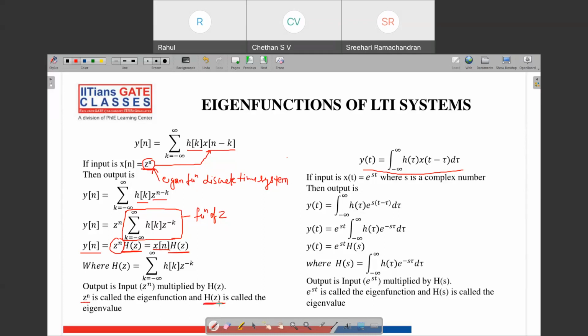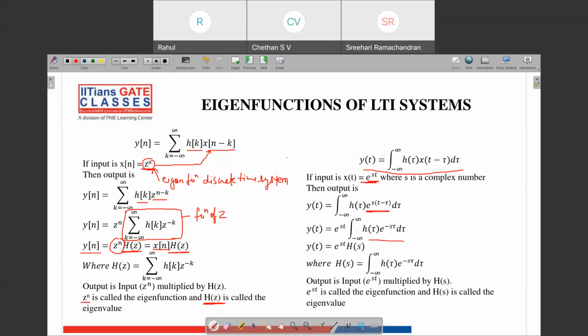Similarly, for the continuous time system, let's say you have the input e to the power st, and when you apply this input into this equation, you will replace the input with e to the power st, so you will get this term here. You are just replacing x of t minus tau with e to the power s times t minus tau. Again, since this integration is with respect to tau, the e to the power st you can take out, and then this will be the integration.